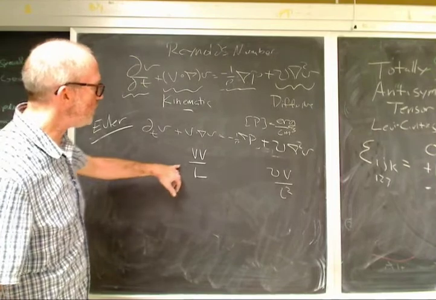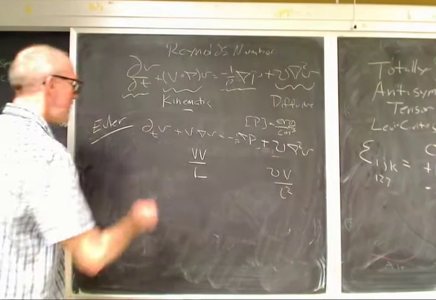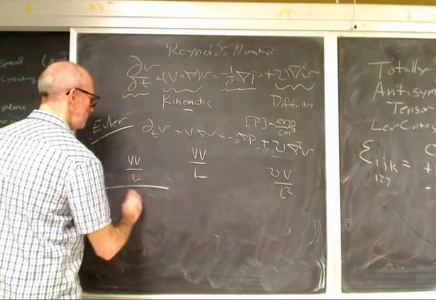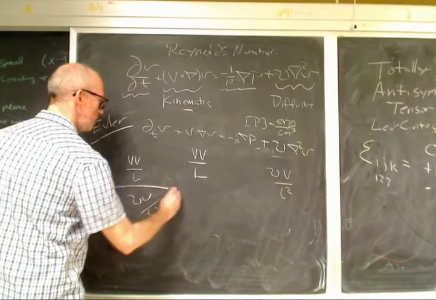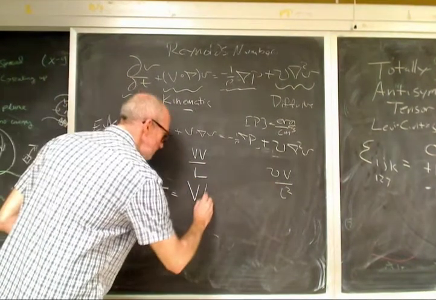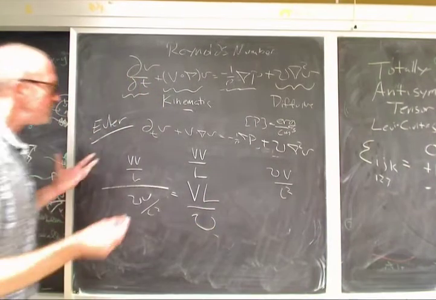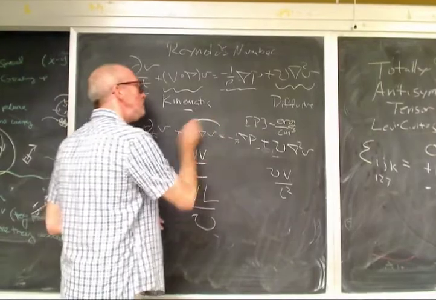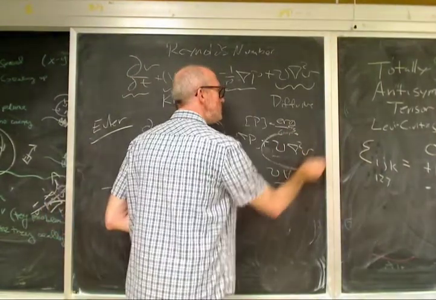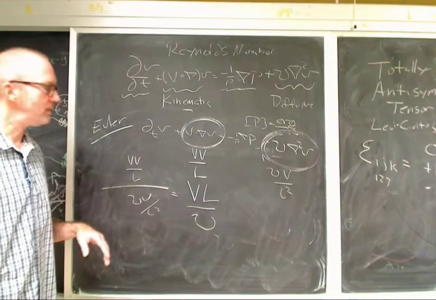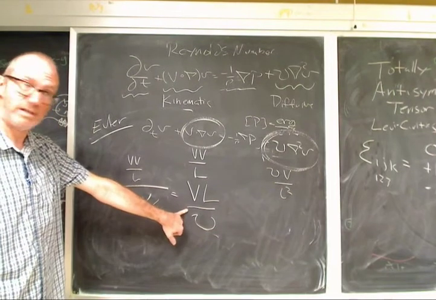So let's look at the ratio of this term to this term. This is the kinematic term. So I've got v times v over L divided by nu times v over L squared. I do that algebra and I'm left with velocity times length divided by nu. That gives me the ratio of this term to this term. It's the Reynolds number, is it not? This is the Reynolds number.